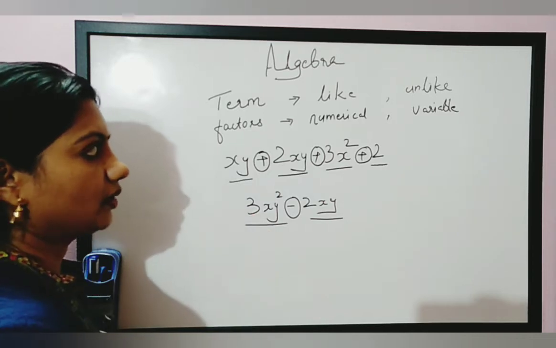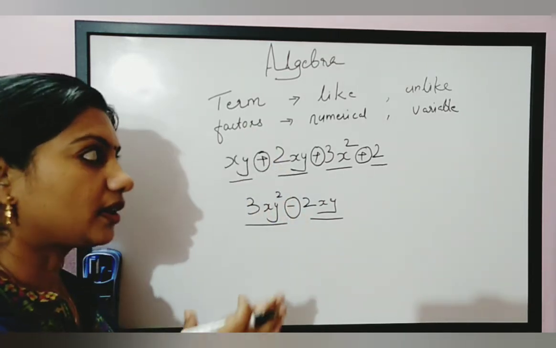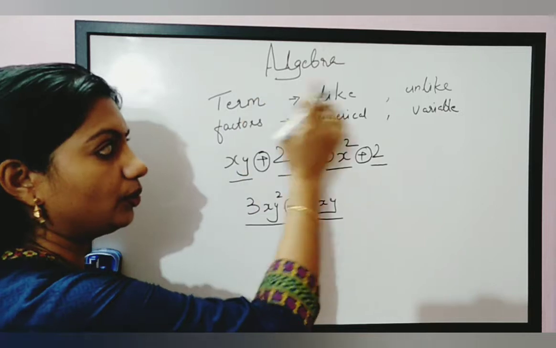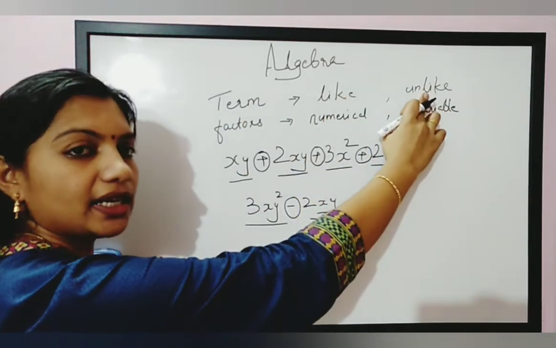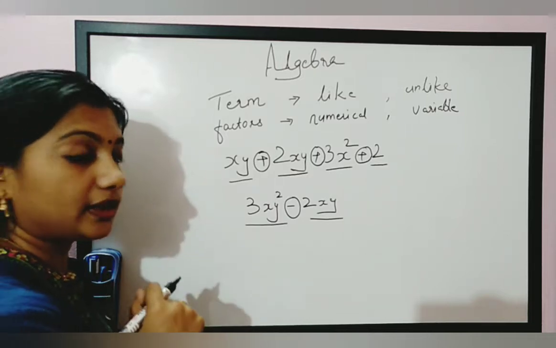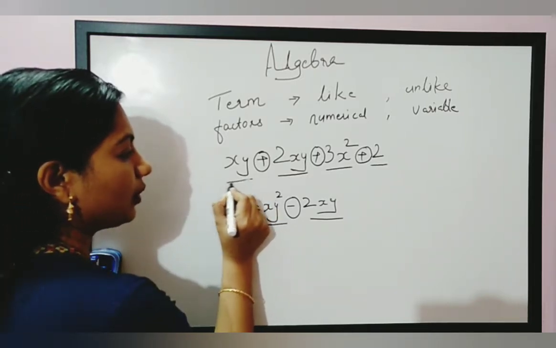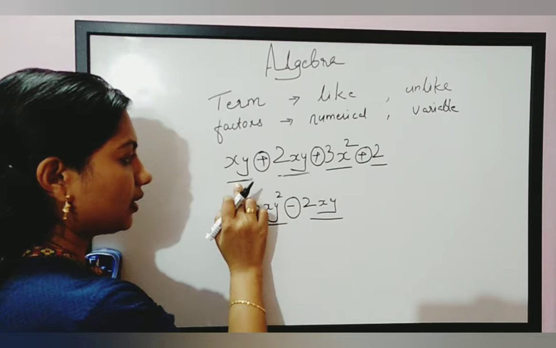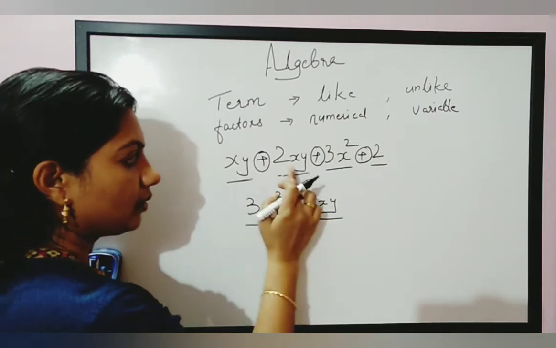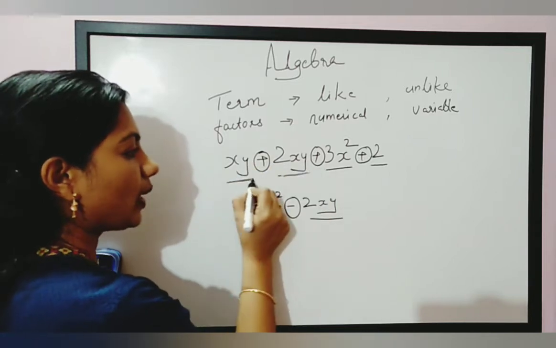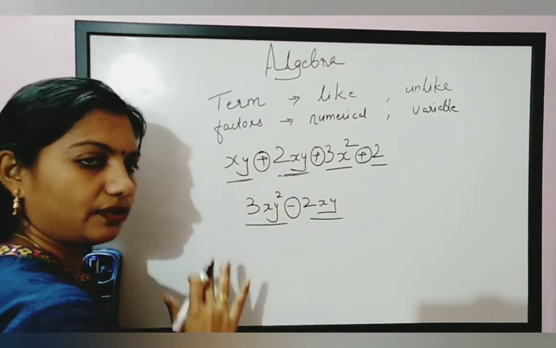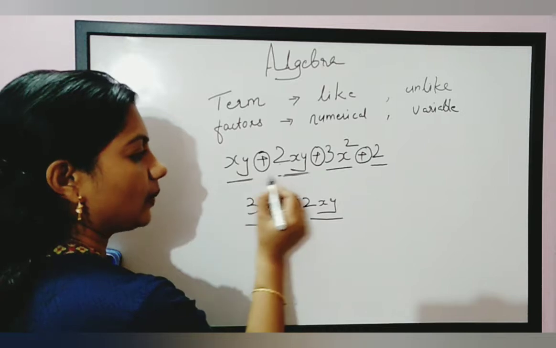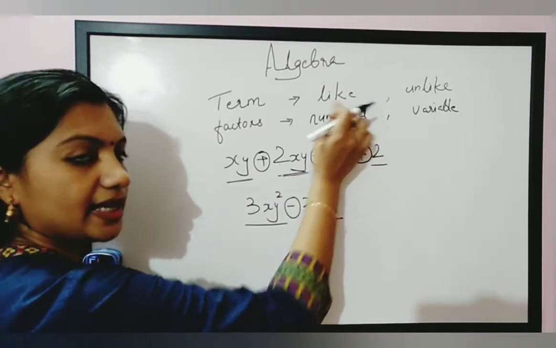Terms are classified into two, like terms and unlike terms. So what are unlike terms and like terms? If you take xy as a term, 2xy is a term. Let's check these variables. Here I have x and y, here I have x and y. So these two variables are same. The constant is different. Let's keep the constant aside and just look at the variable. The variables are same. When these variables are same, we term it as like terms.